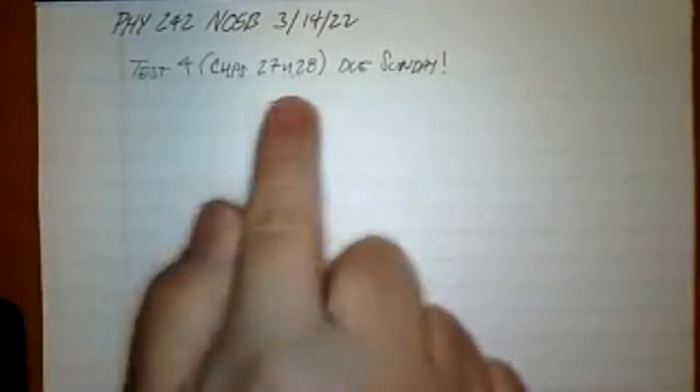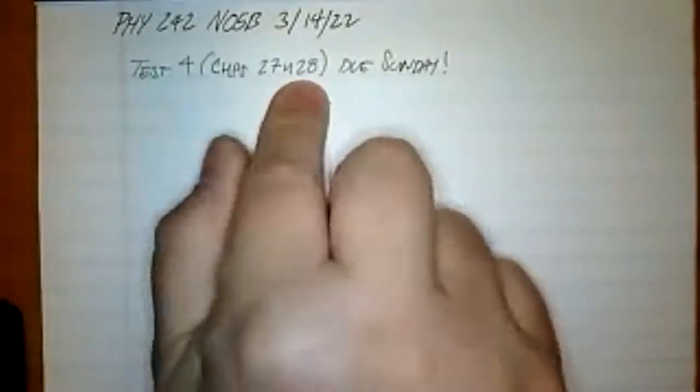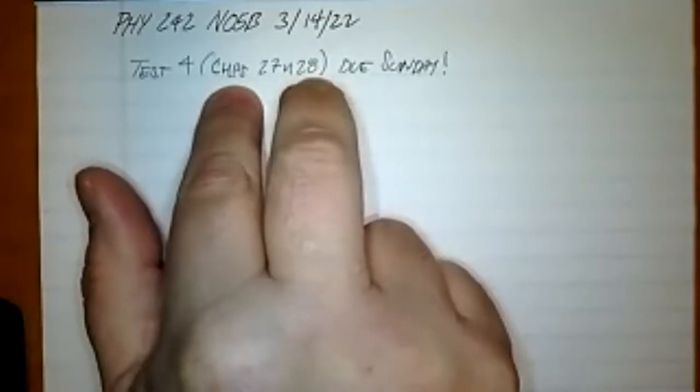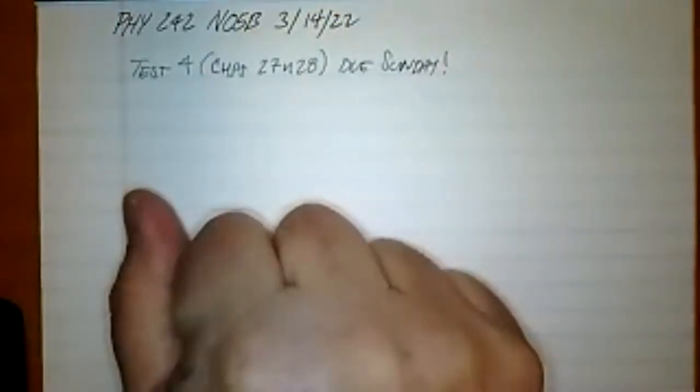Looks like everybody's here that's coming. So don't forget that, everyone. Test 4, chapters 27 and 28. Of course, tests are always comprehensive, but chapters 27 and 28 will be the largest part of the focus. It's due Sunday at 11:59 p.m. I believe that's the 20th.